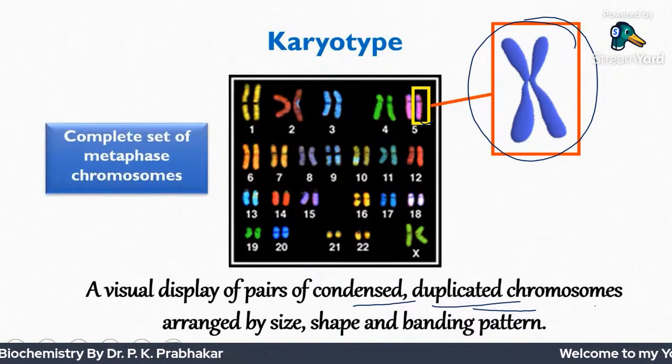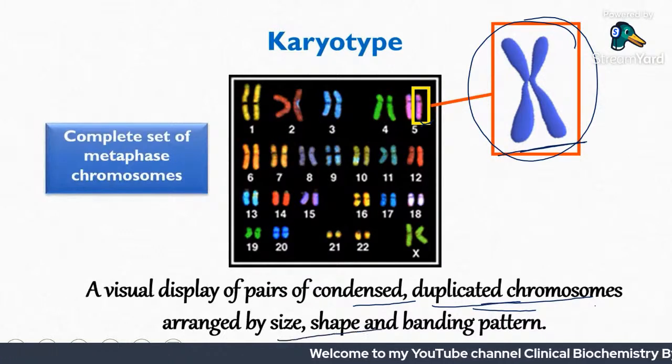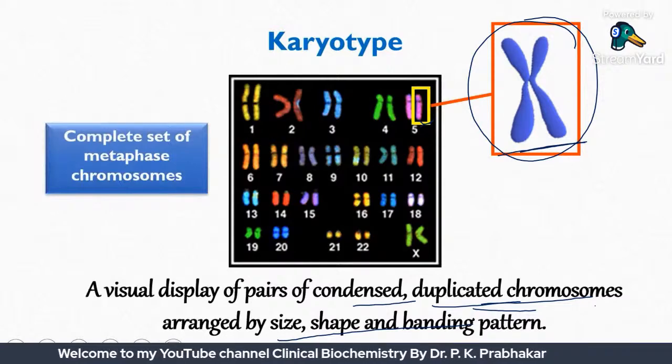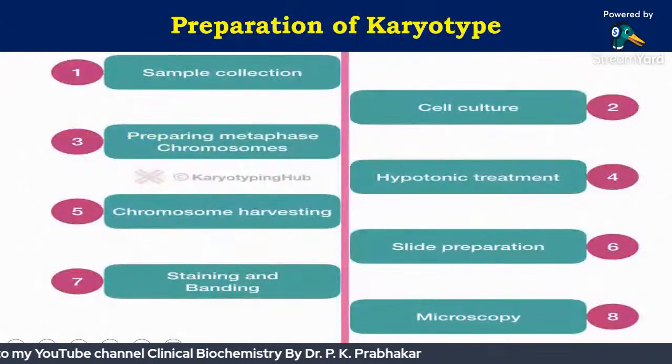So it will be divided, but in the metaphase we are having two chromatids, that is duplicated chromosomes, arranged by the size, shape, and banding pattern. So this is the complete set of metaphase chromosomes. So these are the overall different steps.